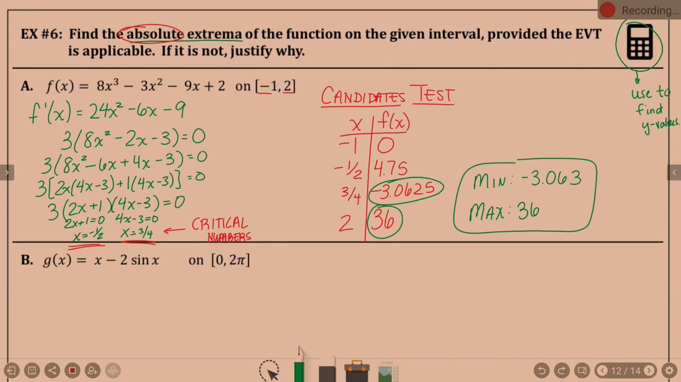Okay. Got the basics? Because that's the basic. Look at those places where it equals 0. Don't forget to check endpoints. And if you graphed this now, it would probably make sense. If you were to actually graph this and look on the specific interval, if I look at 8x cubed minus 3x squared minus 9x plus 2.